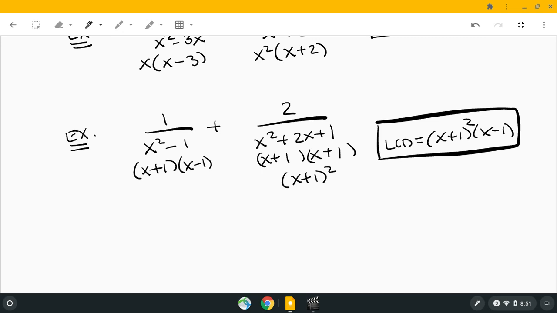All right. If you have any questions about how to find the LCD, make sure you text me or email me. So stay tuned for part 2, where we actually take the LCD and then go ahead and add and subtract these rational expressions.